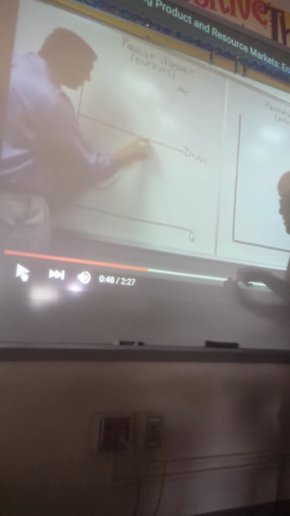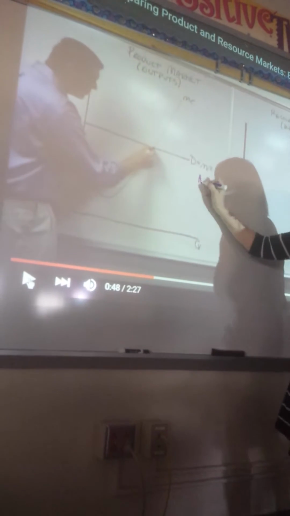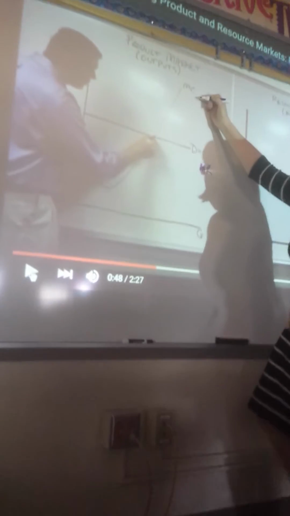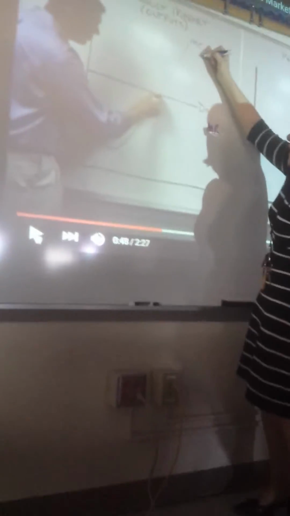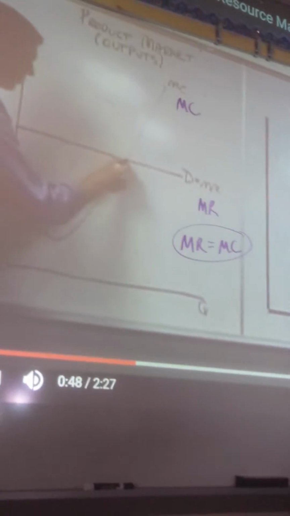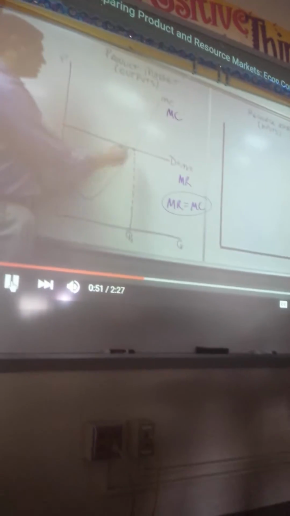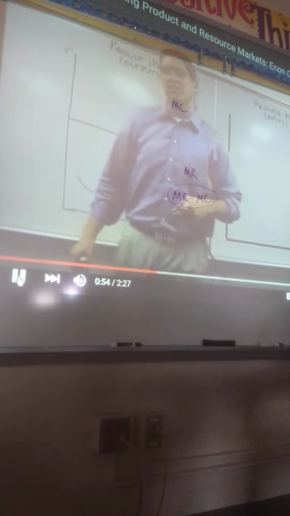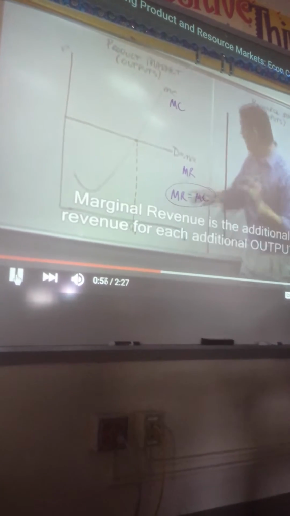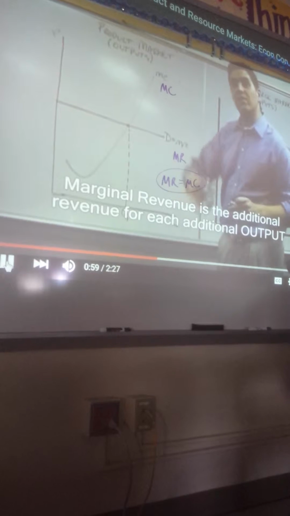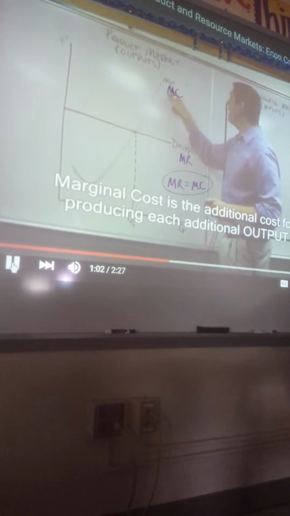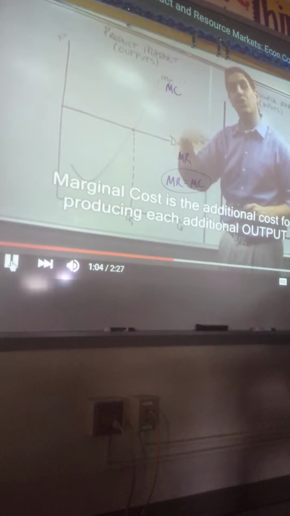Somewhere, you notice, every time he does D, he puts MR. Everywhere he puts supply, he's putting what? MC, okay? Because you know where they meet, MR equals MC is the sweet spot. Where MR equals MC, that's the concept done. I'm not going to put an ATC, but that's the concept. If that makes sense to you, make sure you get the idea. Marginal revenue is the additional revenue for selling one more output. Marginal cost is the additional cost of selling one more output, an additional apple.